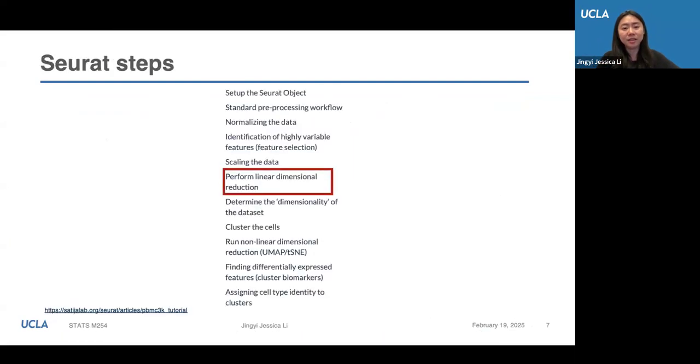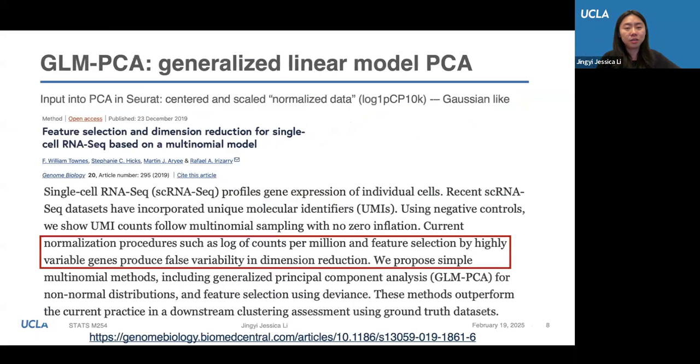Okay, so that's PCA. Now I'm going to talk about this method, which was introduced for single cell data, but it is actually more general than that. It's called GLM PCA, Generalized Linear Model PCA. Single cell data is a good example to apply this method, but the method itself is similar to the difference between generalized linear model and linear model.